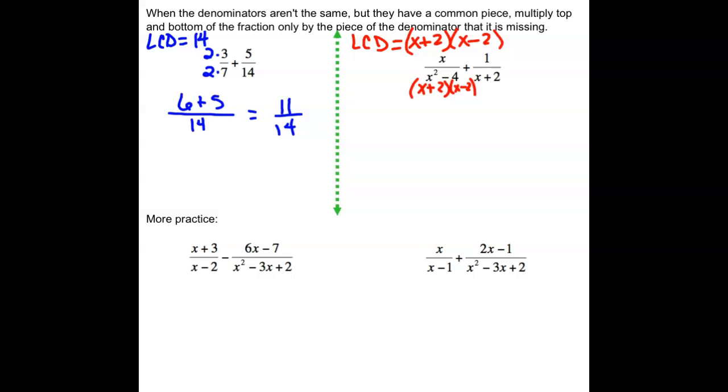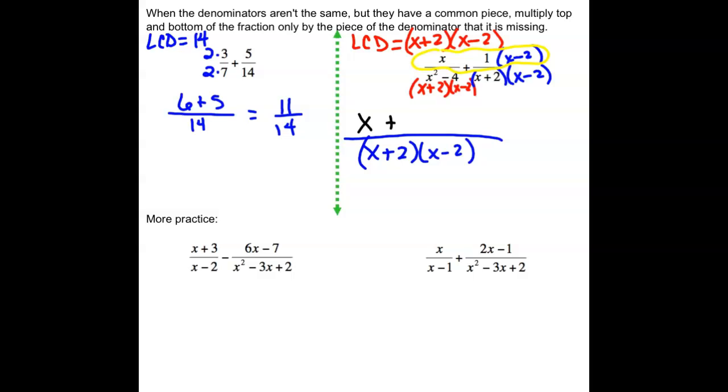And so my first fraction is fine the way it is, but my second fraction is missing only part of it. It's missing the x minus 2. So we would have to multiply that in. So now we have a denominator that has an x plus 2 and an x minus 2. Our numerator is all of this. So if we simplify, we have an x. We're adding to it 1 times an x minus 2, which just gets us x minus 2. Simplifying that, we would have 2x minus 2 all over x plus 2 and x minus 2.